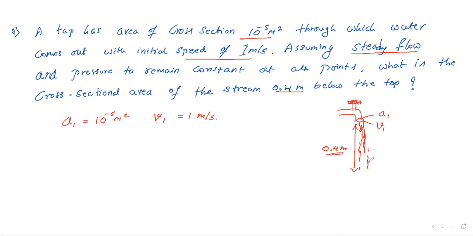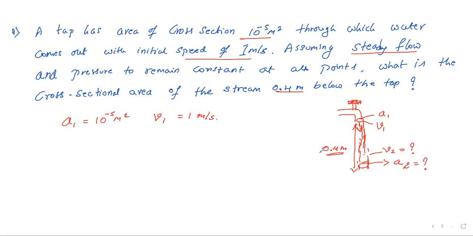So the water keeps flowing right here. What will be the area of the stream? This area, so A2 you should find out. But I don't know what V2 is here, right? So V2 and A2, let's find out both now.